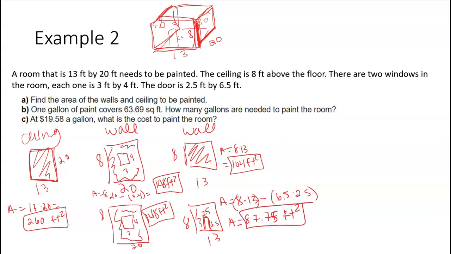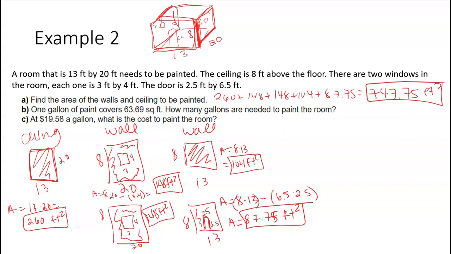So now let's just add all these up. 260 plus 148 plus 148 plus 104 plus 87.75. If you add that in your calculator, I think you should get 747.75 square feet. Now, if 1 gallon of paint covers 63.69 square feet, how many gallons are needed?